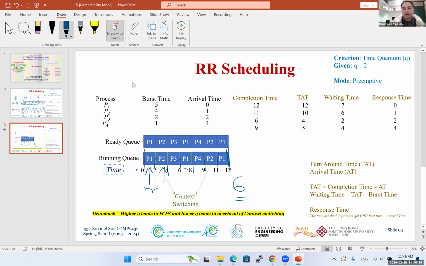Now the drawback with round robin scheduling is, if you take the quantum value to be very high, then it will actually function like a first come first serve algorithm. However, if the quantum is smaller, then it will create an overhead of context switching. Remember, whenever you have a context switch, you will always talk about the dispatch latency or the overhead. So it will create a lot of overhead when your quantum is very small.